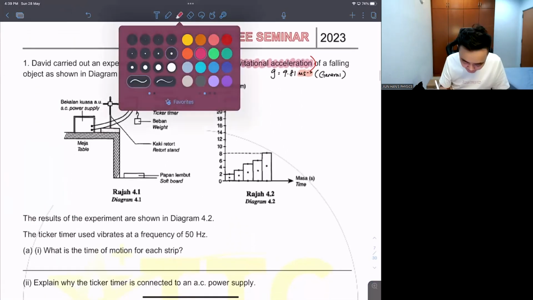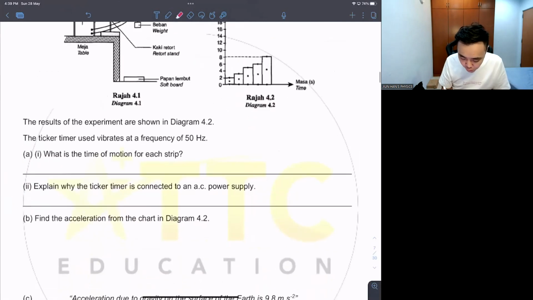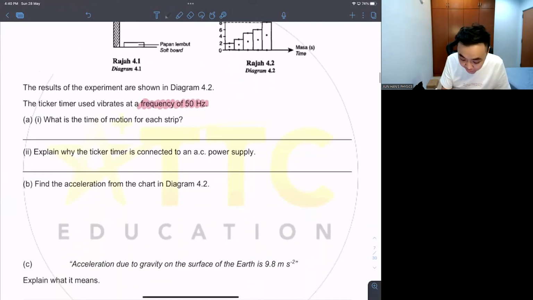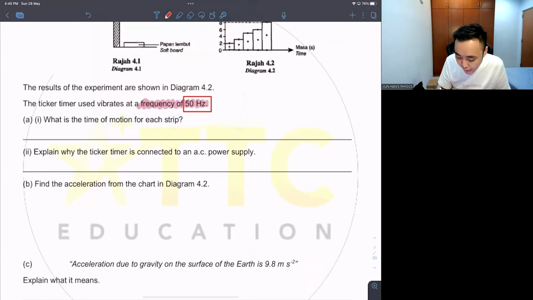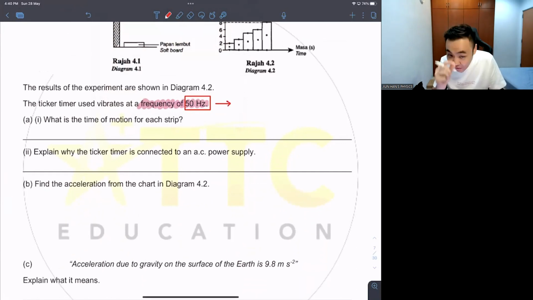The result is shown already, and you see the ticker timer vibrates at a frequency of 50 hertz. That's why I said normally they tell you. And this is where you can tell me, what does this 50 hertz mean? We said that just now, right? What is the meaning of 50 hertz? One second? No. I want an answer more than just 0.02. I want you to understand how you get 0.02.